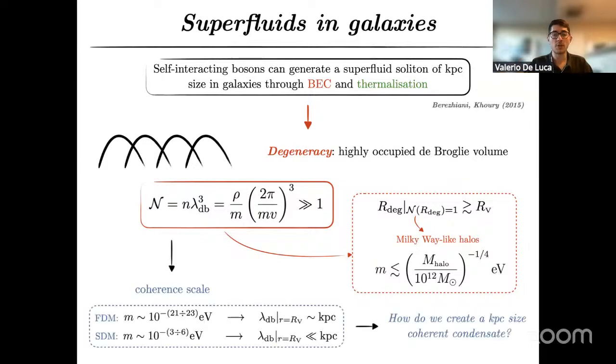Now, under this condition, of course, there will be a coherent scale in the system, which will be given by the de Broglie wavelength. For fuzzy dark matter, when you study masses of the order of 10 to the minus 21 electron volt, you can see that the de Broglie wavelength at the size of the virial radius is of the order of the kiloparsec. But if you do the same for superfluid dark matter, as I will show later, whose masses are actually much heavier, in the millielectron volt to microelectron volt range, you will see that the corresponding de Broglie wavelength is much smaller than the kiloparsec. So from this argument alone, it seems hard to create a coherent condensate with a coherence scale given by a kiloparsec. So how can we do so?